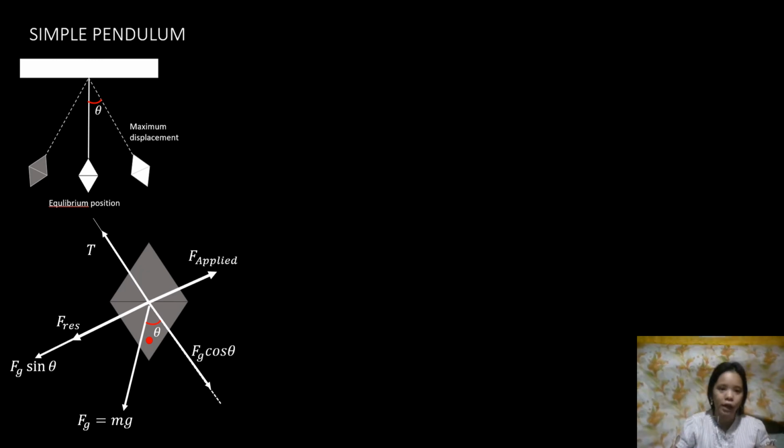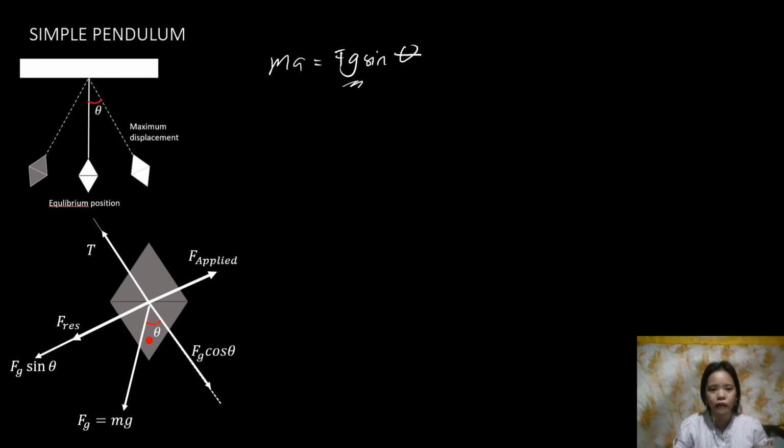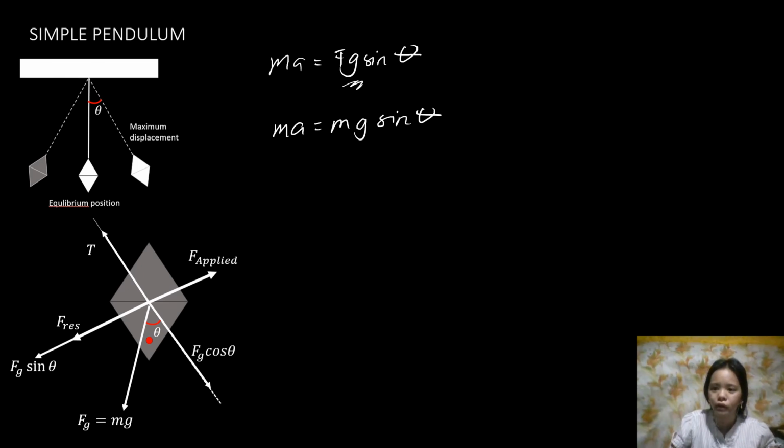So ma is equal to Fg sine theta. And we all know that Fg can also be written as mg. So ma is equal to mg sine theta. Now let us consider the idea here. Remember that the force is directly proportional to the displacement. So how would you consider that the case here? We have to prove that the force is directly proportional to the displacement.